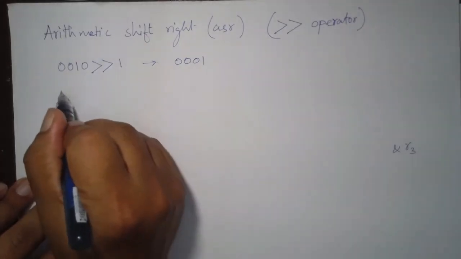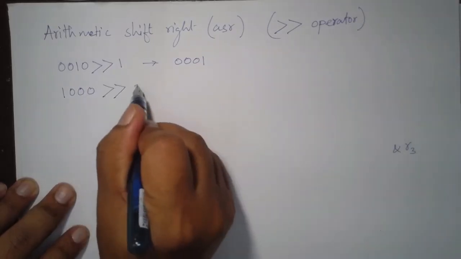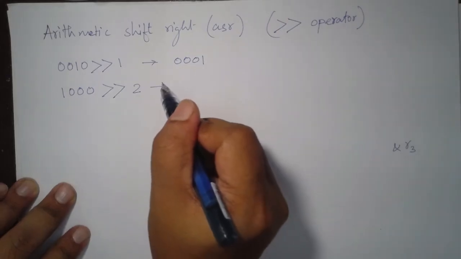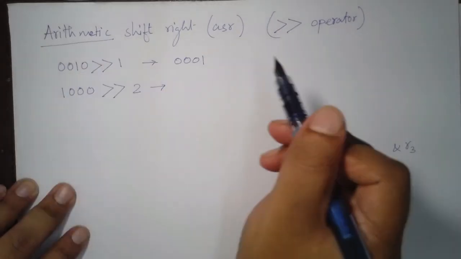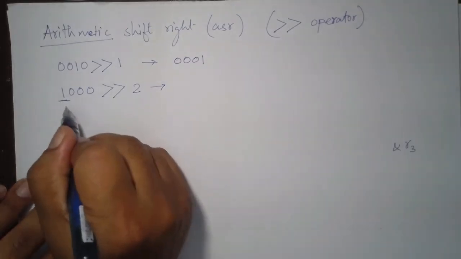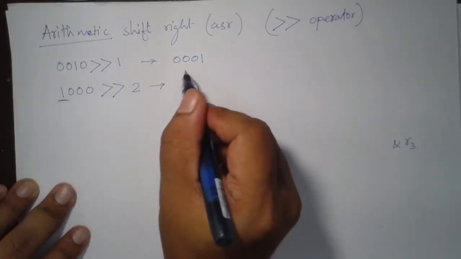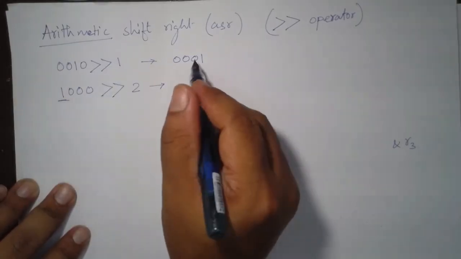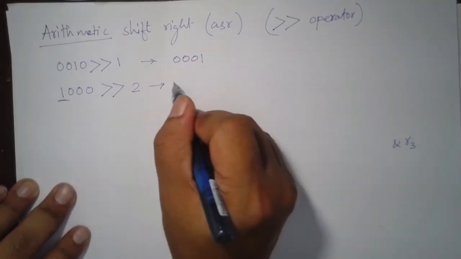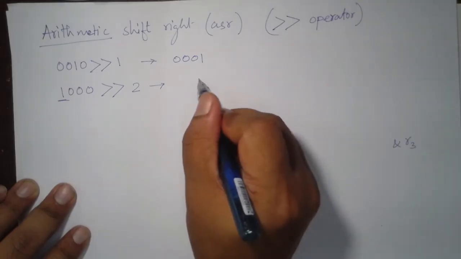Now, if the number is this, and if you want to shift two positions to the right, then in case of arithmetic shift right, this will be treated as the sign bit. So, these are basically for signed numbers. The arithmetic shift operation is for signed numbers. In this case, when you shift two positions, your number will now become basically 0 1.